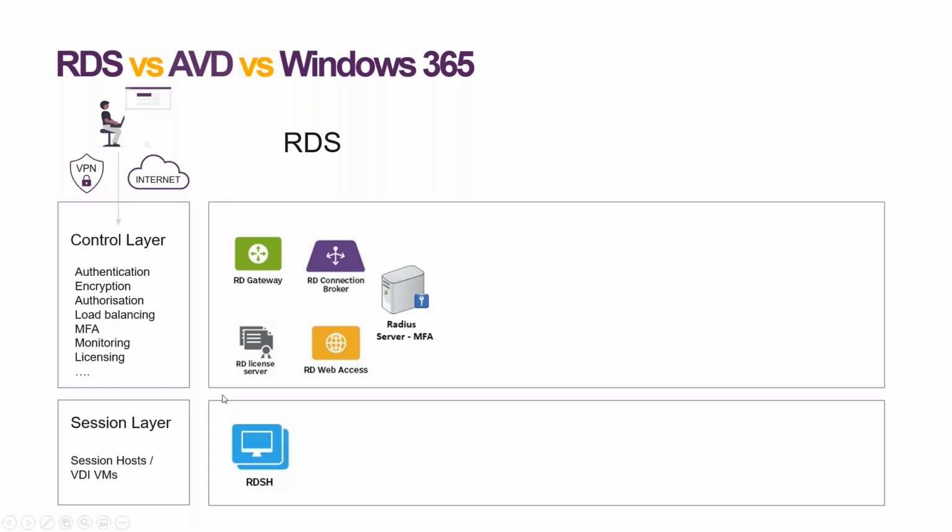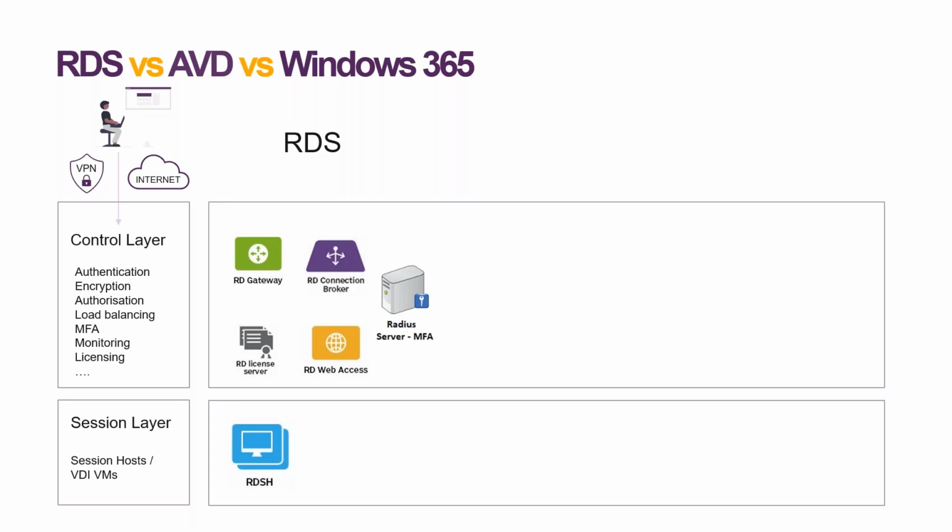So in a typical RDS environment, we will have multiple servers sitting in each of these layers. Main ones, as you can see on the top, are gateway for secure connectivity and encryption, and connection broker for load balancing between the session servers. And there are also additional servers like Radius if there is an MFA authentication involved, or web access if remote access via browser is enabled for the environment.